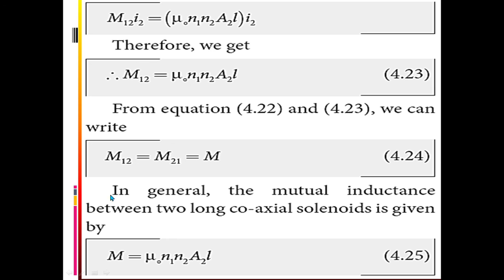In general, the mutual inductance between two long coaxial solenoids is given by capital M equal to mu naught n1 n2 A2 into L. This is the equation for the mutual inductance of two long coaxial solenoids. Very important equation. Please note it down. This is a very important formula for your 2 mark and 3 mark problem questions.